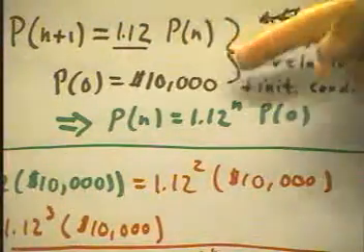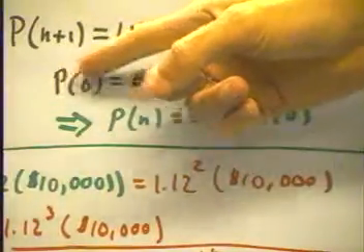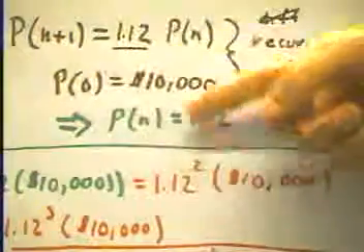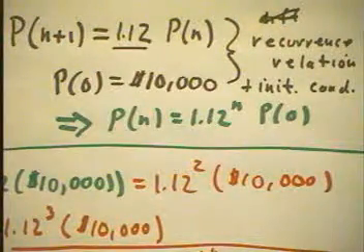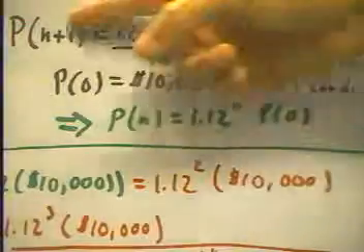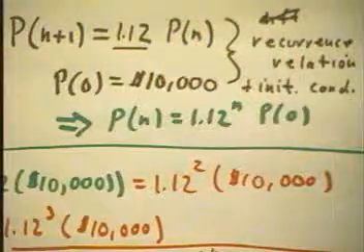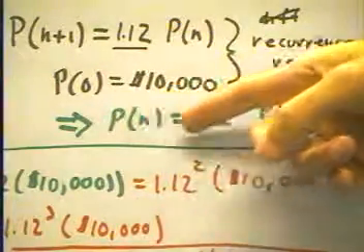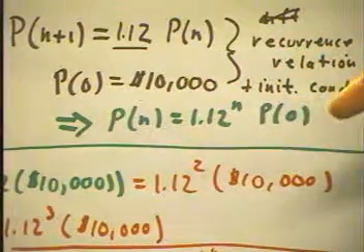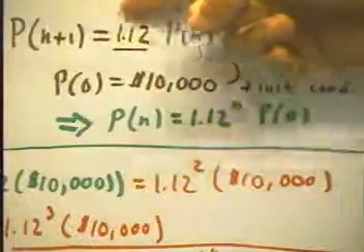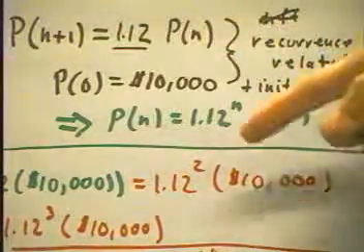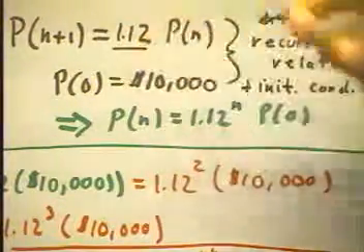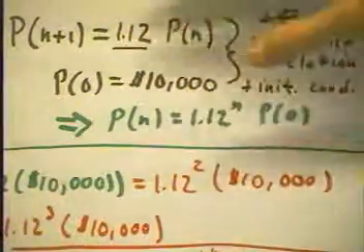To complete the model that we've just done, we say P of 0 is $10,000. At 0 years, we've got $10,000. Okay, this is a recurrence relation here and an initial condition here. From that, we again determine in general that P of n is 1.12 to the n times P naught. Whatever number goes here is going to be our growth factor, and if we go n years, we're going to have to apply that growth factor n times, and that's what we're going to end up with.